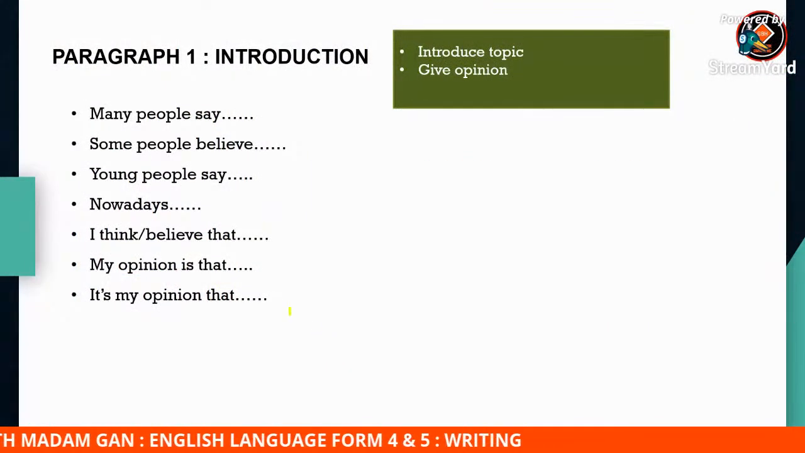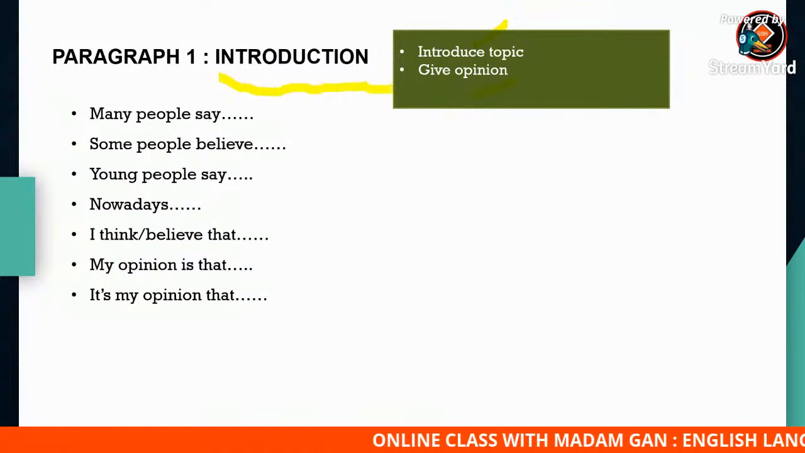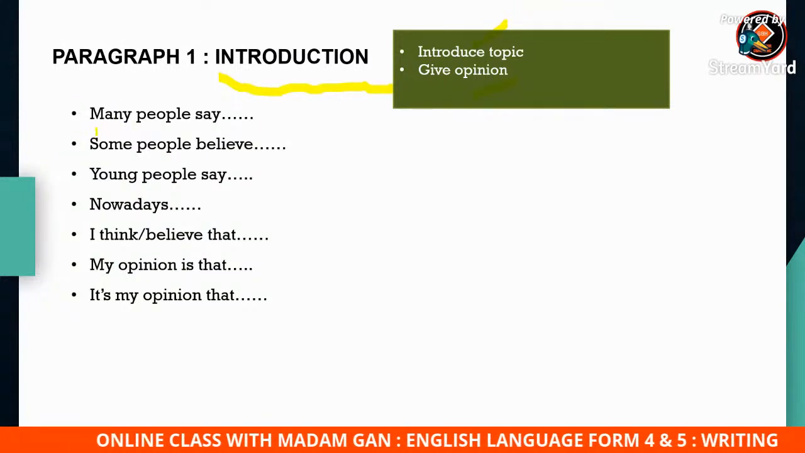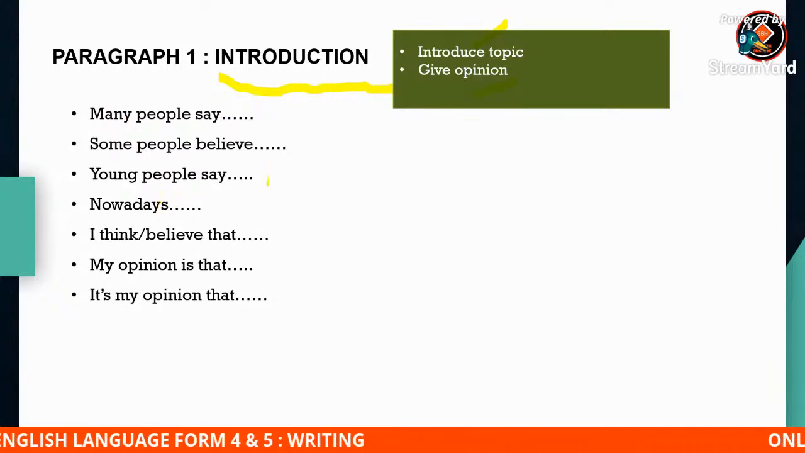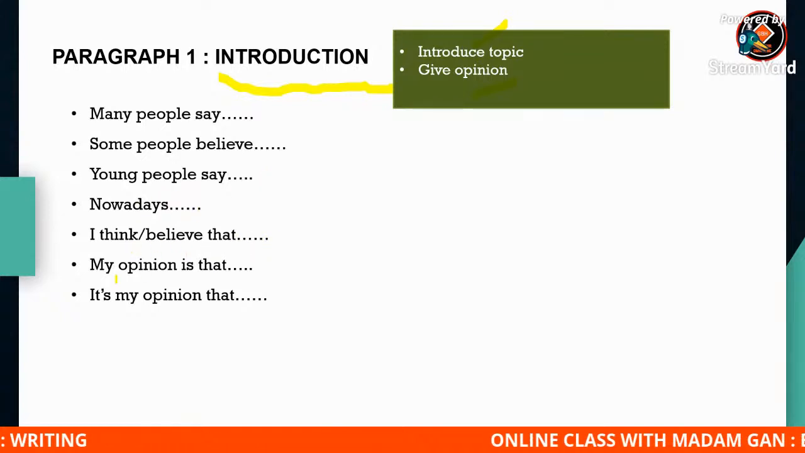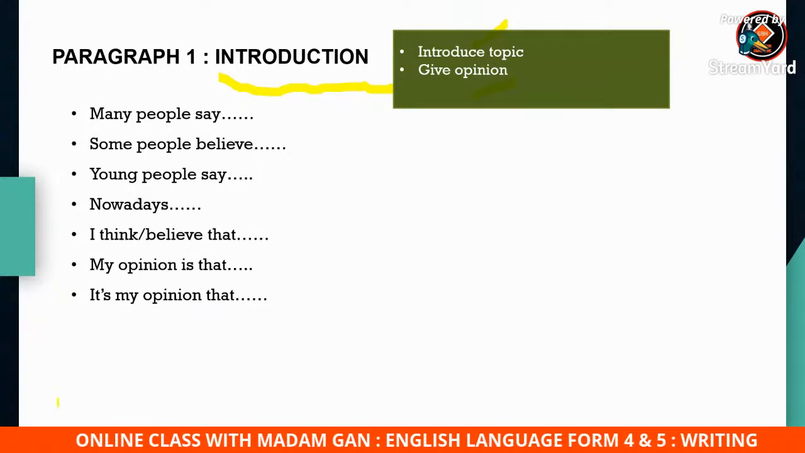Okay, now let's go to the paragraphs. So remember, introduce topic, give opinion. So this is the first paragraph, which is the introduction paragraph. Okay, you can write example. These are some of the phrases. Many people say, some people believe, young people say, nowadays, I think that, I believe that, my opinion is that, it's my opinion. Okay, it's my opinion that. So you can write your opinions here.